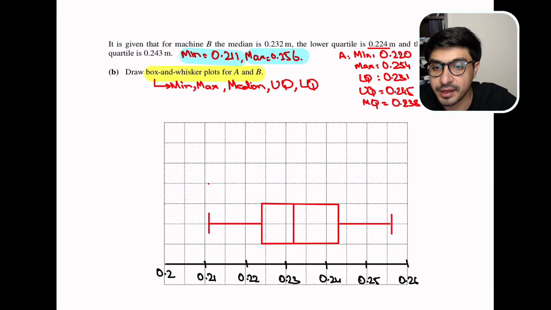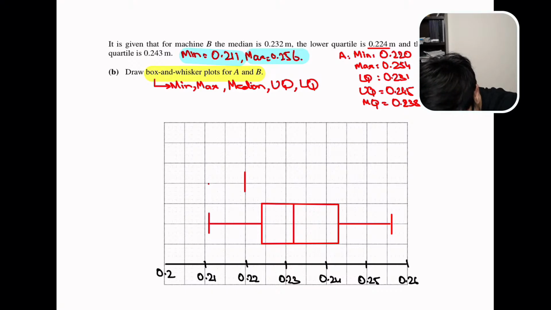So for machine A, the data is given as 0.220. So 0.220 is going to be somewhere over here, right? This is for the minimum value, 0.22. So 0.22 is going to be somewhere over here, right? So this is how it is supposed to be done. And then, now the median is going to be what?